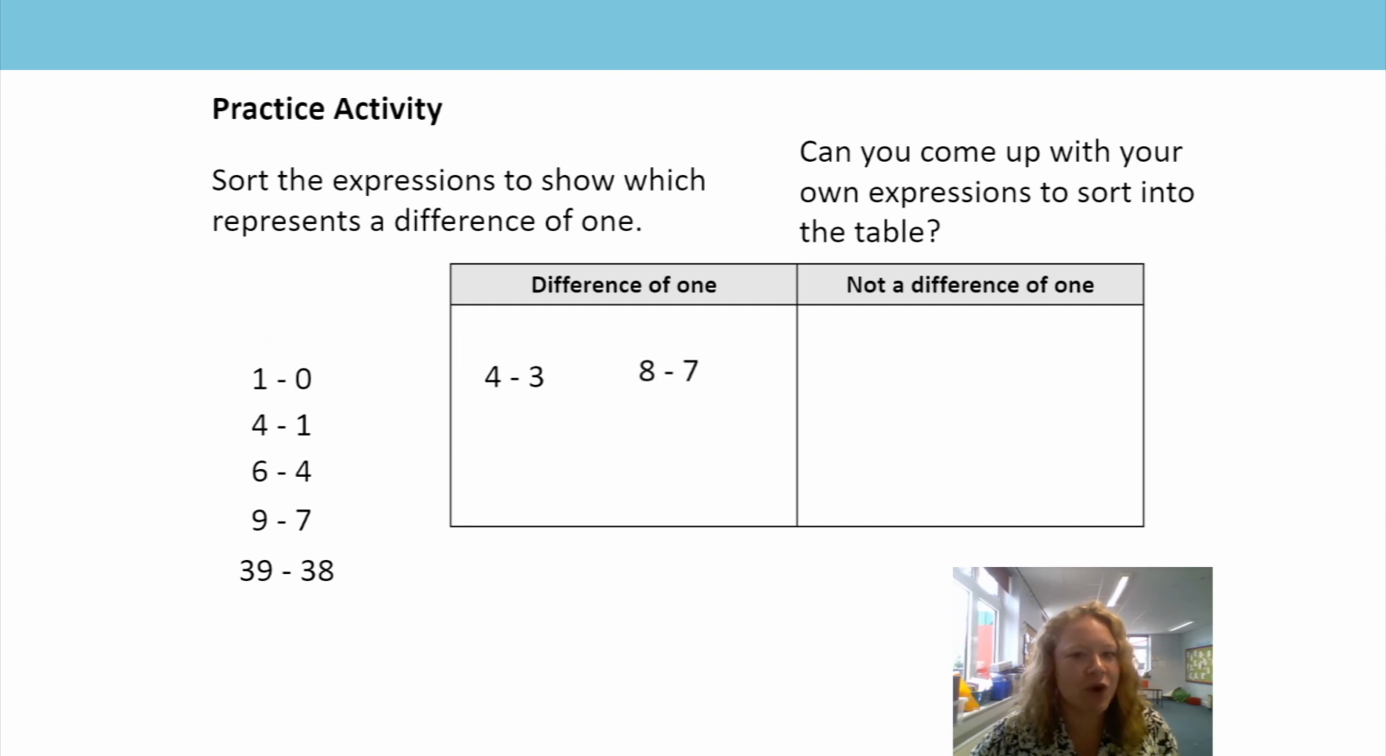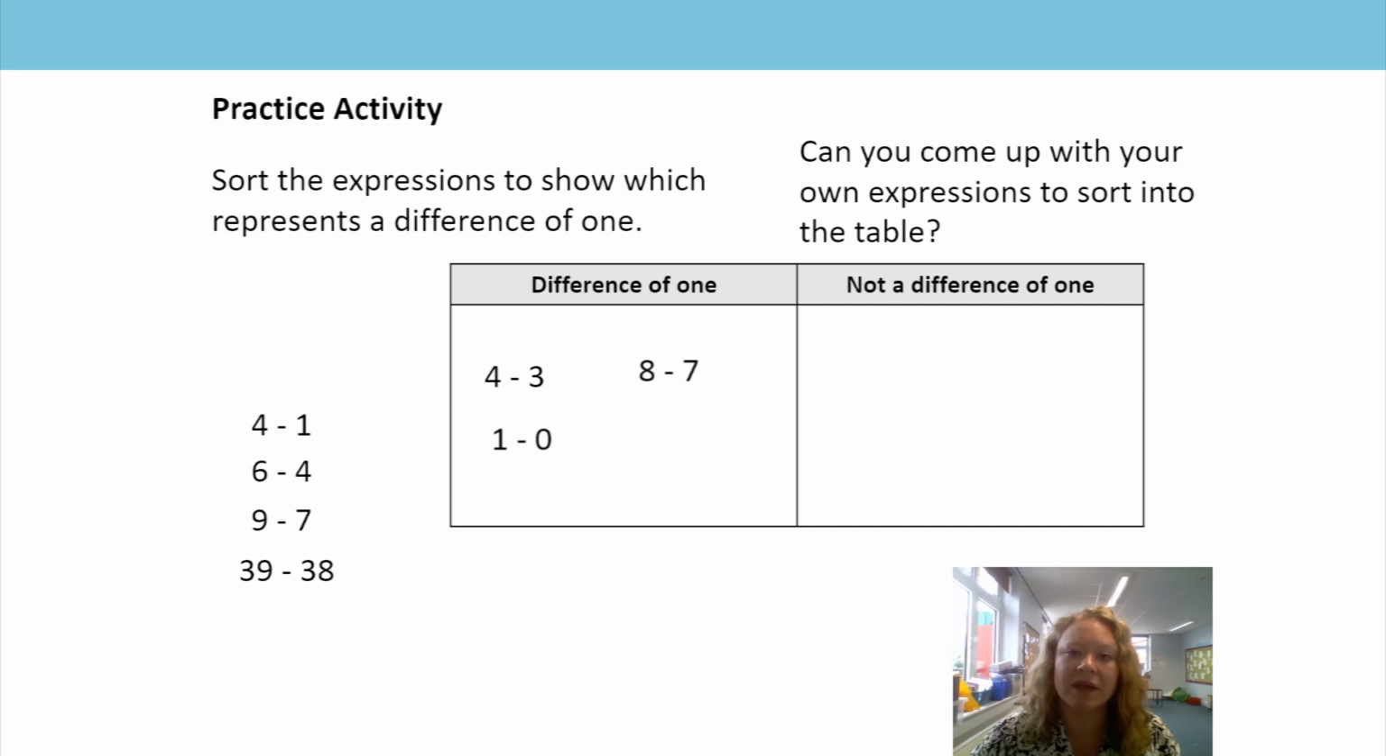Now, I wonder if you got caught out on this next one. 1 take away 0. Are 1 and 0 consecutive numbers? Yes, well done. They are. They're next to each other on the number line, aren't they? Well done. So they do have a difference of 1. 1 take away 0 is equal to 1. Good. Let's have a look at the next one then.